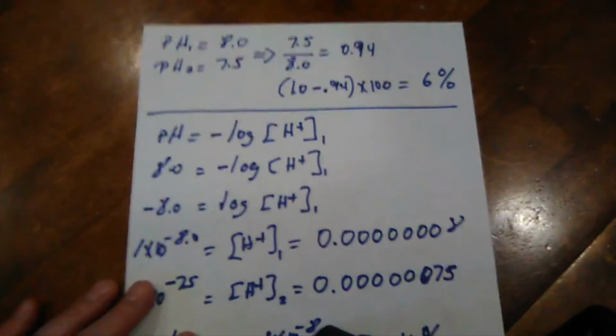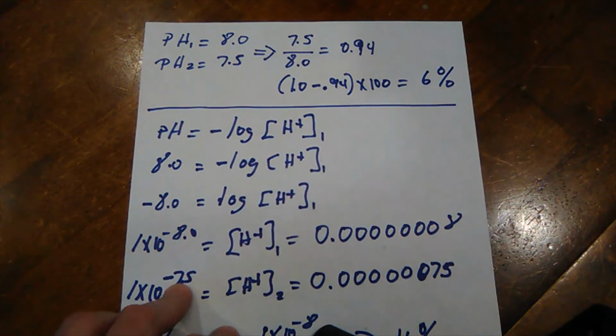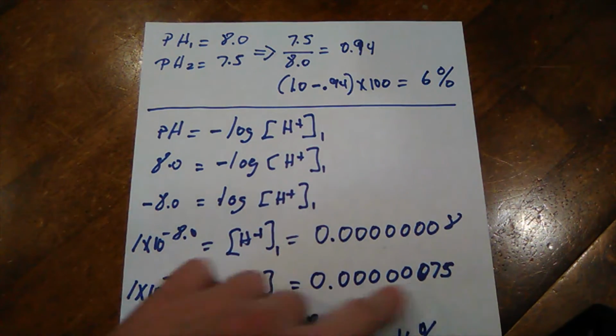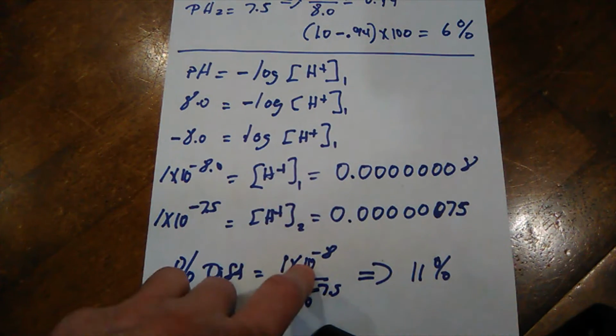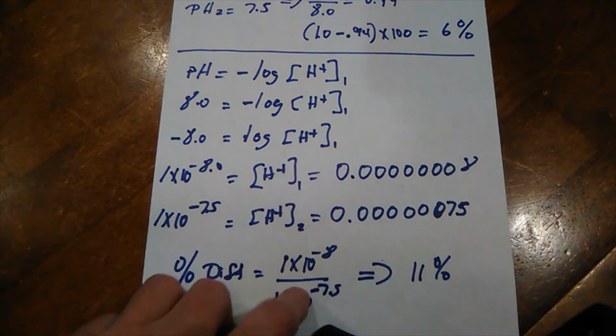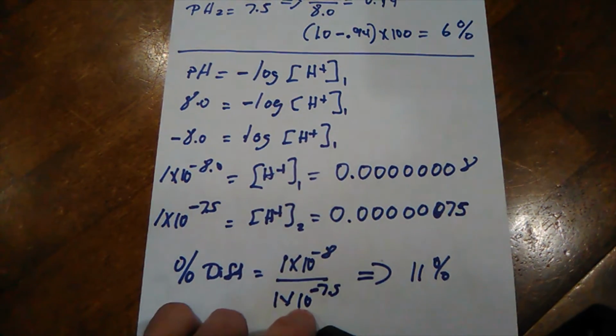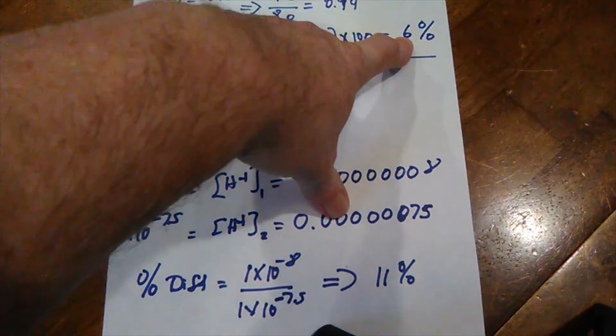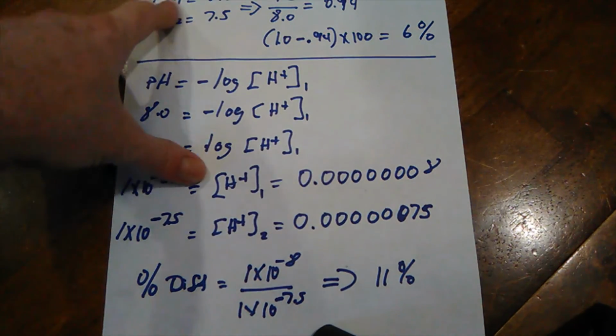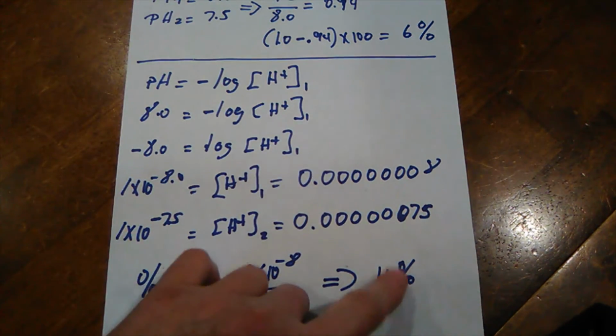I do the same thing to his other pH, which is 7.5. I get 6 zeros and 75. Now I take the difference. So now 1 times 10 to the minus 8 is the smaller number. So you divide that by 10 to the minus 7.5 and you get 11%. So it is almost twice the amount calculated by not considering that these are log numbers. So it is a big deal.